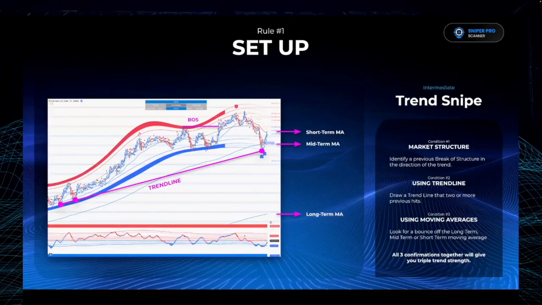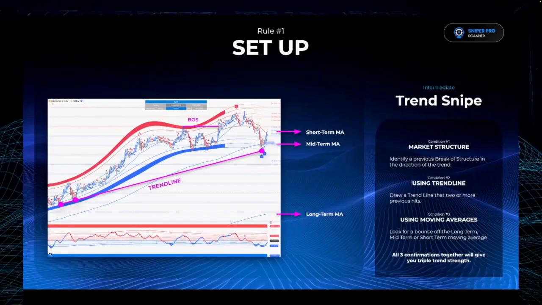Now, once you've identified that break of structure, we know that the market is going to pull back to look for a level of support. So the second condition is either or can be combined. The second condition is using a trend line. You may take 2 points and draw out a trend line. And if you see the market pulling back to a trend line, you have a potential trend snipe trading in the direction of the trend.